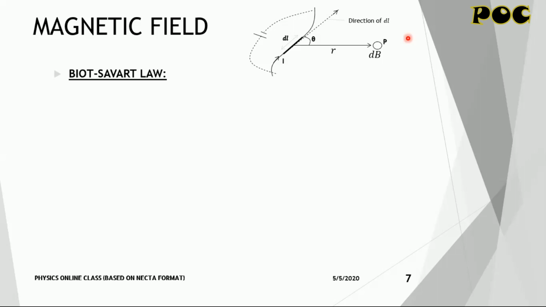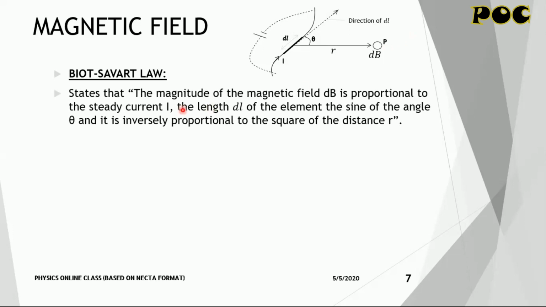The direction of the field lines will be determined by the right-hand grip rule, as we have discussed. Now, the statement of the Biot and Savart law is indicated here. We say Biot and Savart law states that the magnitude of the magnetic field B is proportional to the current I, the length dl of an element, the sine of an angle theta, and it is inversely proportional to the square of the distance from the small element dl to the point where you are determining the magnetic field.